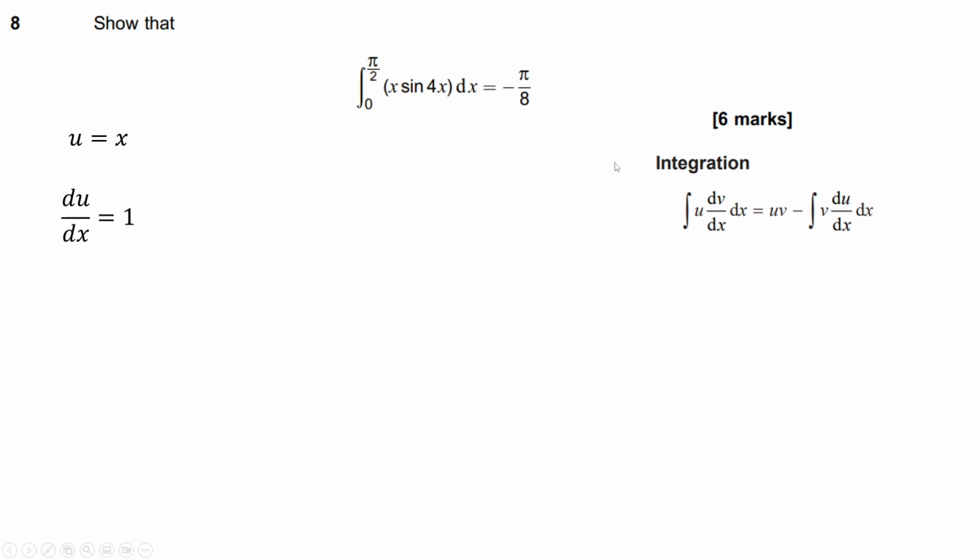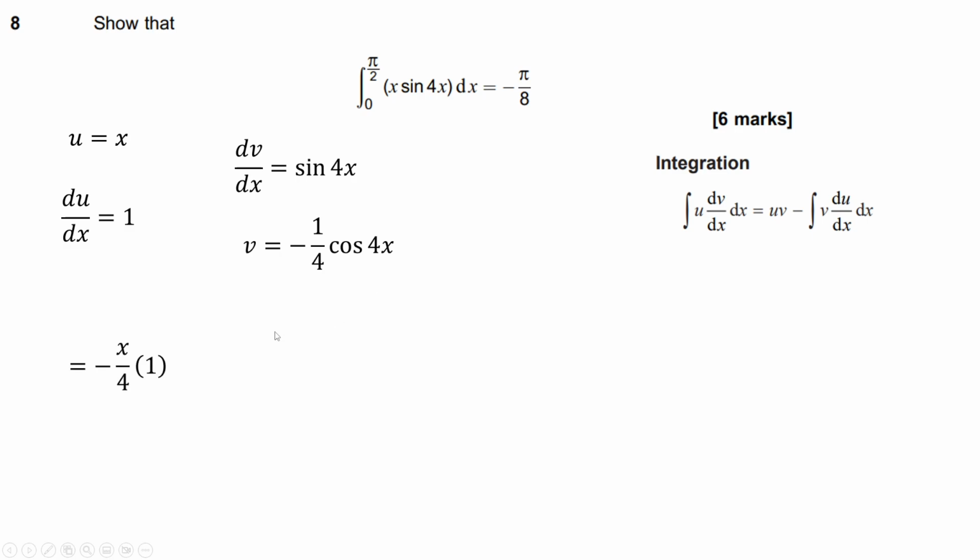And then dv by dx is sine 4x, so that means when you integrate it, it's going to be minus a quarter cosine 4x. If you think about it like this, sine integrates to minus cosine, and then for the inside, you integrate it and multiply by the coefficient, which was originally 1. And then you obviously just keep the input the same. Okay, and then just plug it into the formula. You've got u multiplied by v, so uv. So that's minus a quarter x.